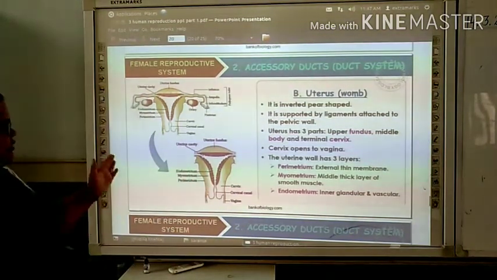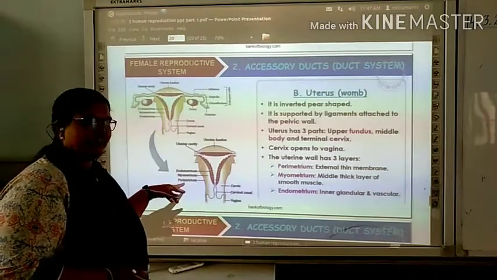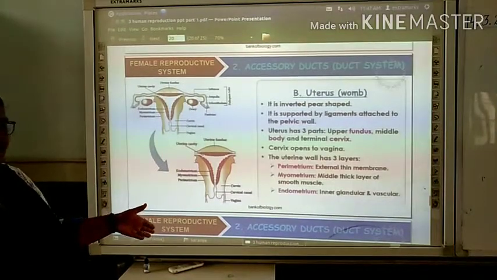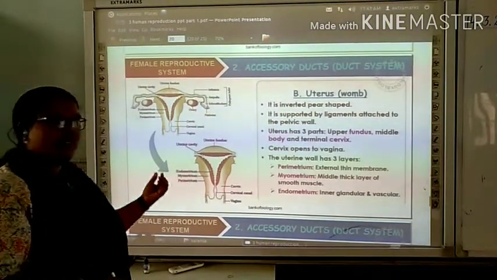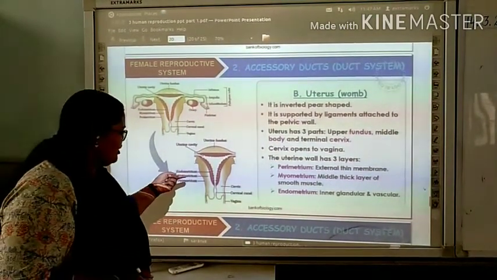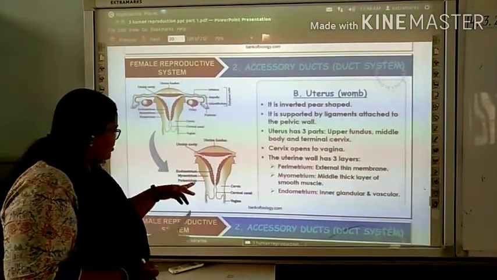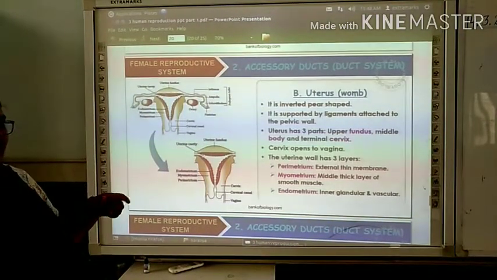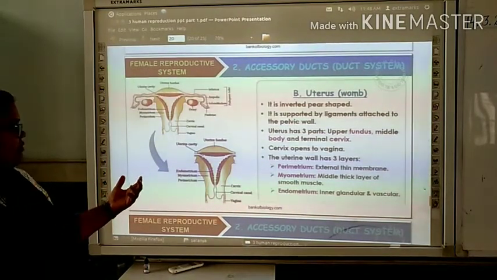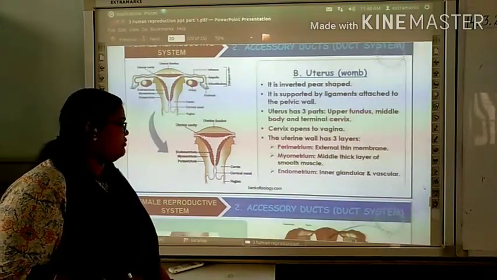Right. So if you are checking the uterine wall, that is also divided into three parts. There will be perimetrium, myometrium, and endometrium. Perimetrium is the outside wall, which is a very thin external membrane. Myometrium is somewhat thick, made up of smooth muscles, which help in contraction. This is the myometrium, the somewhat thick middle membrane made up of smooth muscle. And the endometrium is the very inner membrane, which is very rich in blood supply, a glandular and vascular membrane. These are the three parts of the uterine wall.